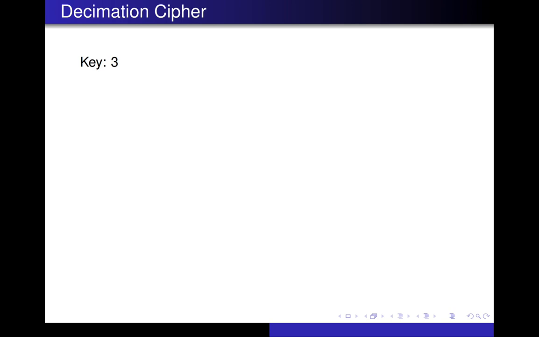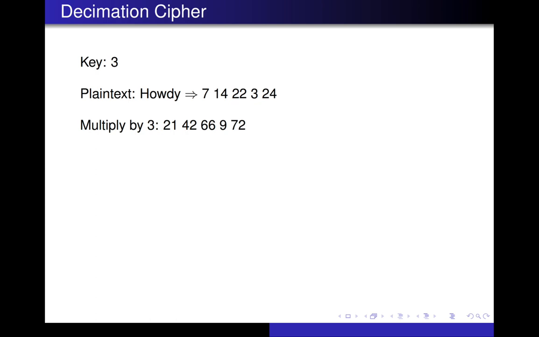So here's our key: 3. Our plain text is howdy. And what we do first, if we want to encrypt this, is convert each of the letters into a number: 7, 14, 22, 3, and 24. Then we multiply by 3 because that's our key. We get 21, 42, 66, 9, and 72. Now, obviously, we can't put those in letter form yet because we have to mod out some of those by 26. The 21 stays, but the 42 turns into 16, the 66 turns into 14, and the 72 turns into 20, and then those can be converted into letters: V, Q, O, J, U.